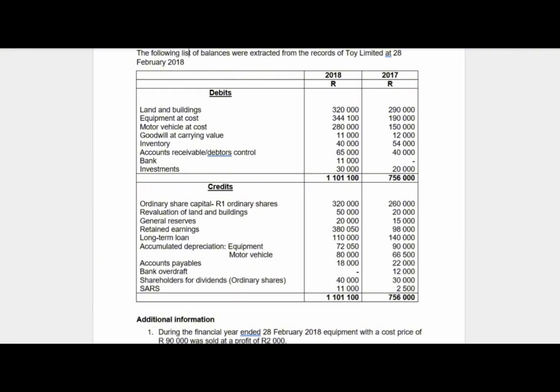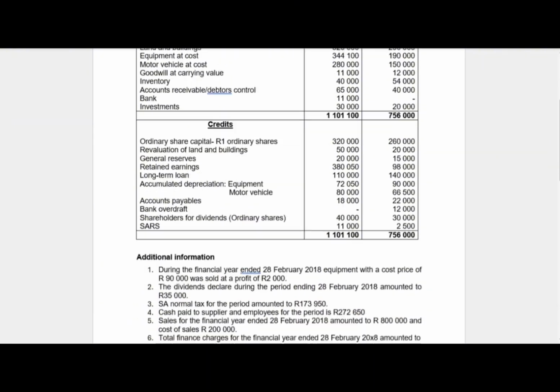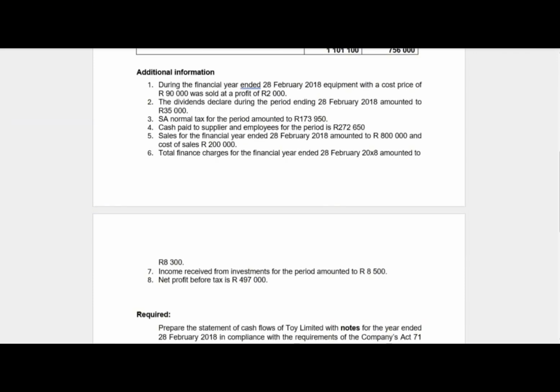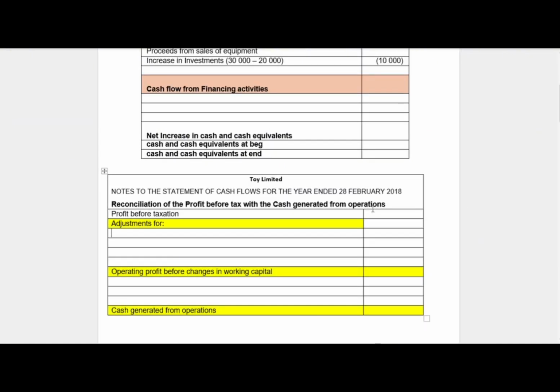Now, the first item from the reconciliation is going to be our profit before tax. Our profit before tax, or net profit before tax, is given as 497,000. So we're just going to say 497,000, and then after that we go to adjustments. So if you check adjustments, we have got investment income.